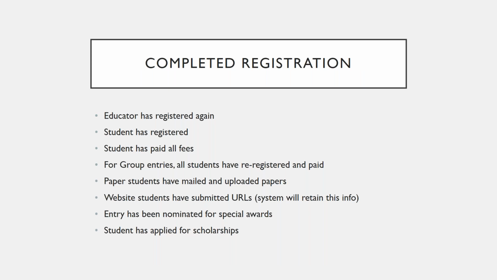All right, so you have completed registration when the teacher has registered, the student is registered, you've paid all your fees. For group entries, all of the students have registered and paid. Papers have been mailed and uploaded. Website students, you've checked the URL, made sure it's correct. You've nominated yourself for special awards. You've applied for scholarships. And then I left this off, but you've completed the medical form.